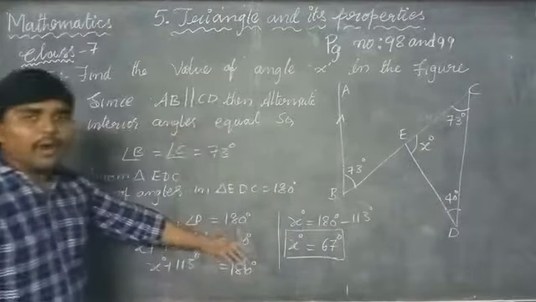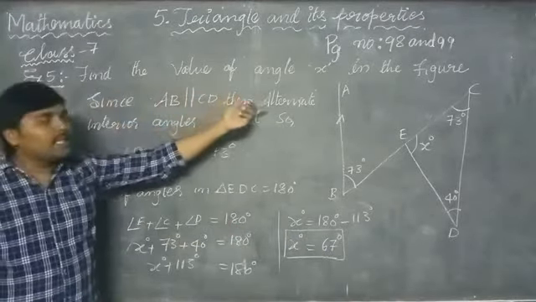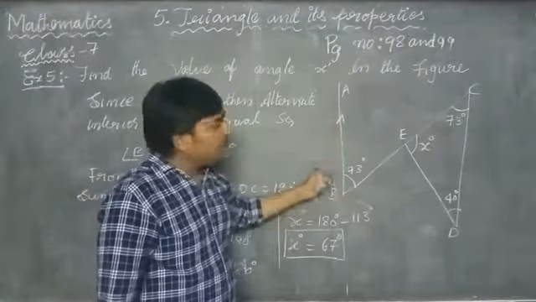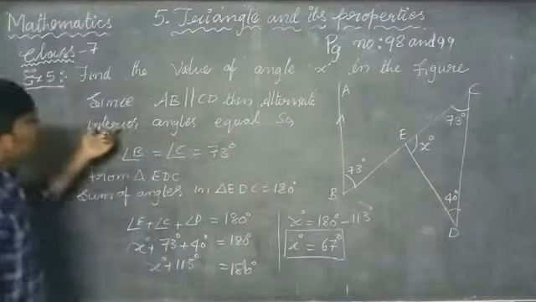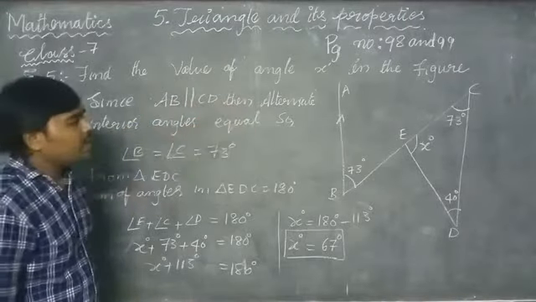Okay, this is the value we have to find out. Once again, find the value of angle x in the given figure. In this figure, line segments AB and CD are parallel. Since AB and CD are parallel lines, alternate angles are equal.